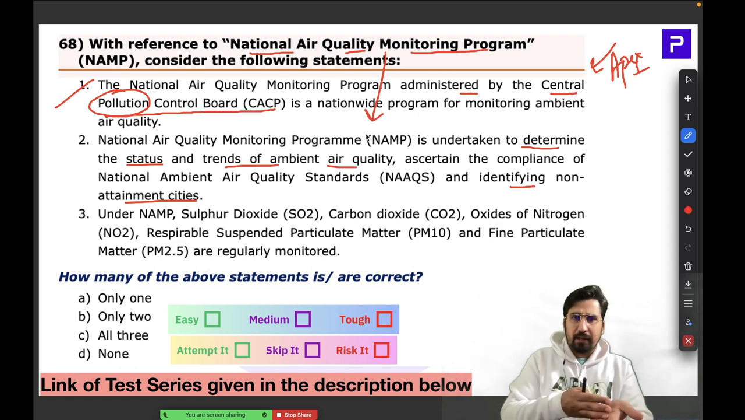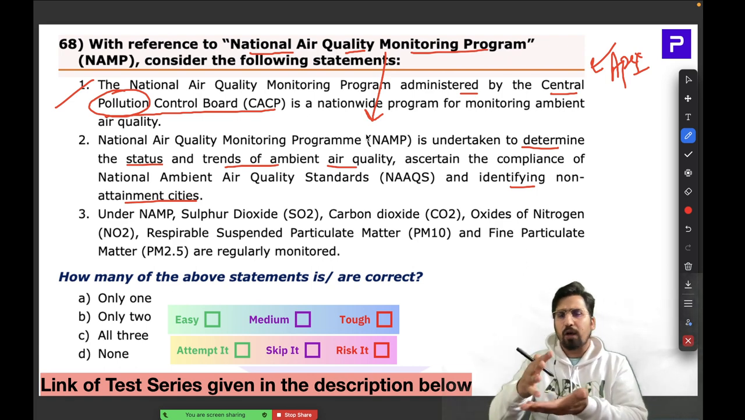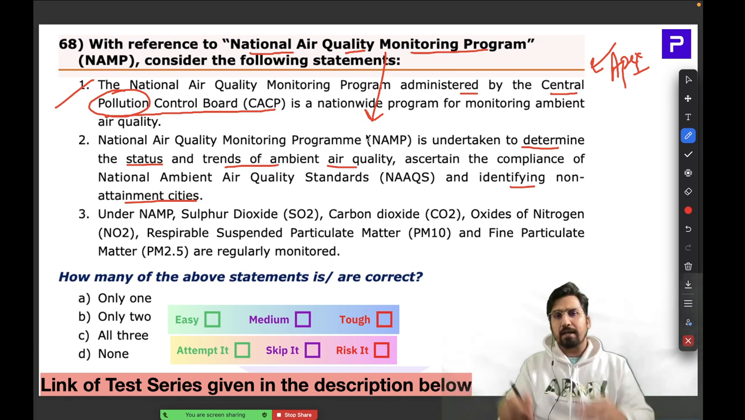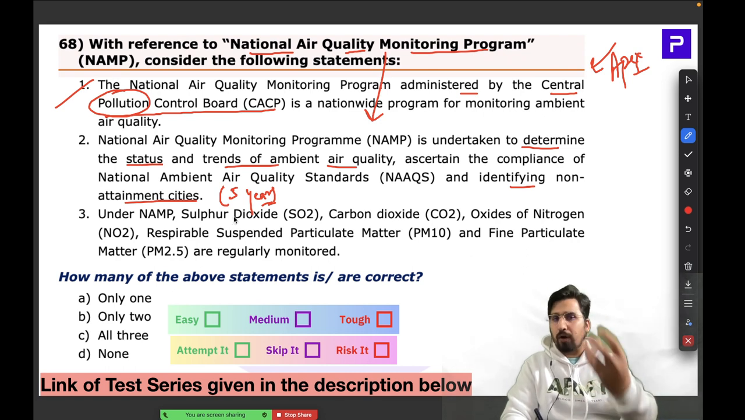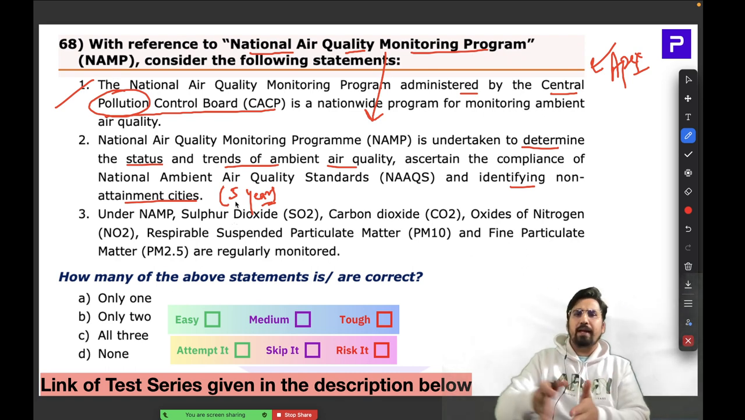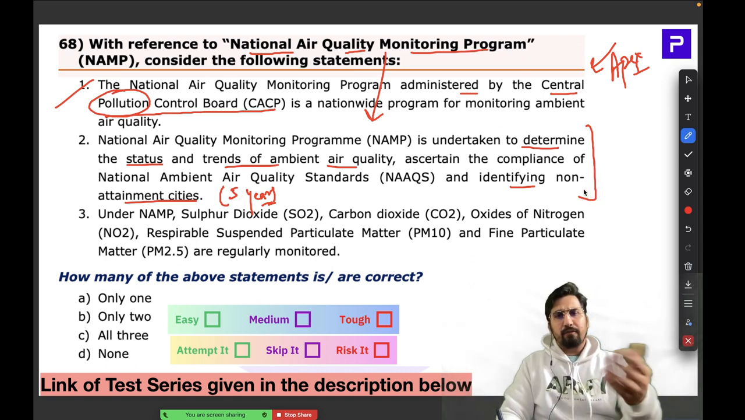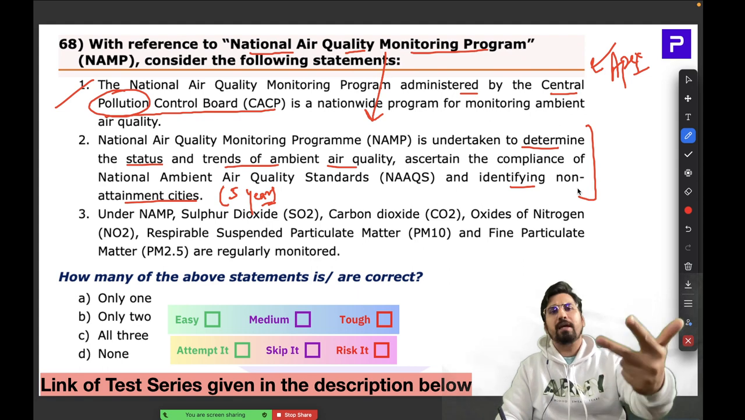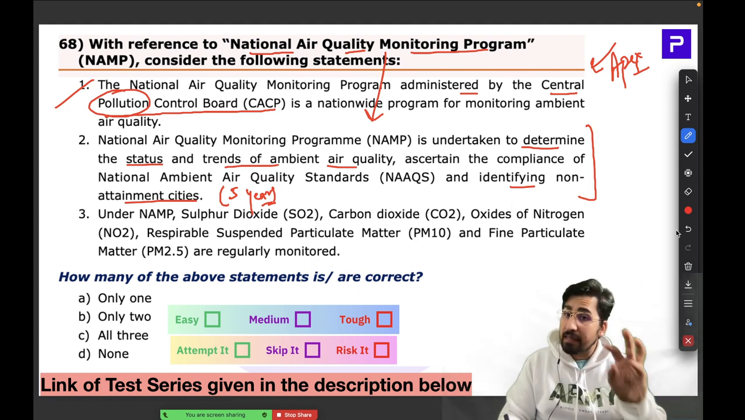It will monitor, it will check the air quality of the cities, and whichever city is not going to follow the standards, like if in the last 5 years the city is not able to get a good ranking or not able to follow the standards of the air quality program, that city is going to be counted as a non-attainment city. I mean, there is no rocket science, because these two have to be correct considering the program that we are referring to.